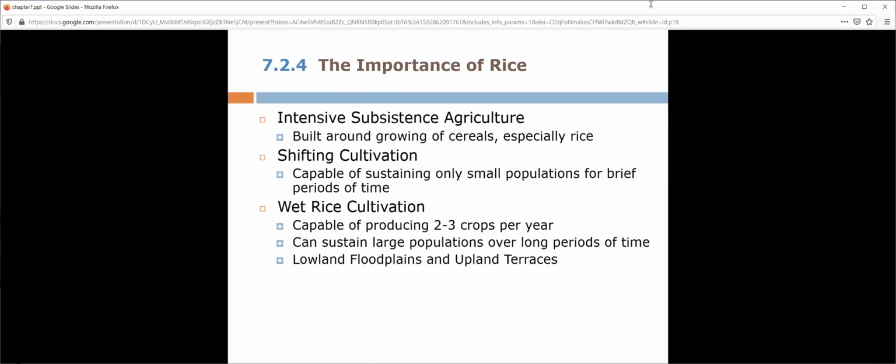So they use rice, as I was talking about before. Very intense use of rice. You produce 2 or 3 crops per year, which is vital, right? And you can sustain large populations over a long period of time by focusing mostly on rice.